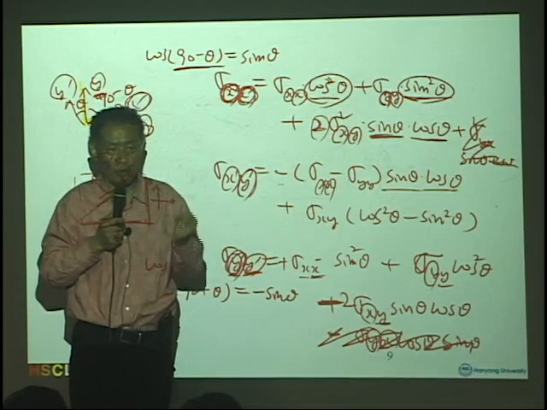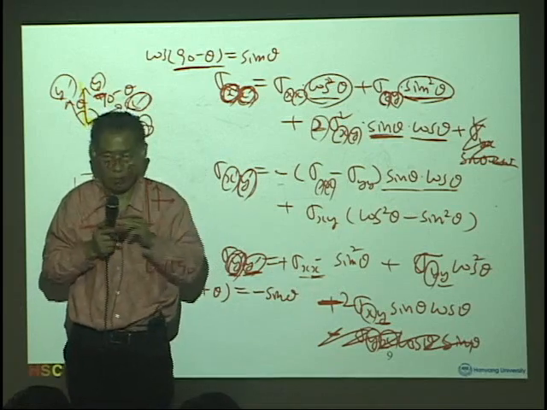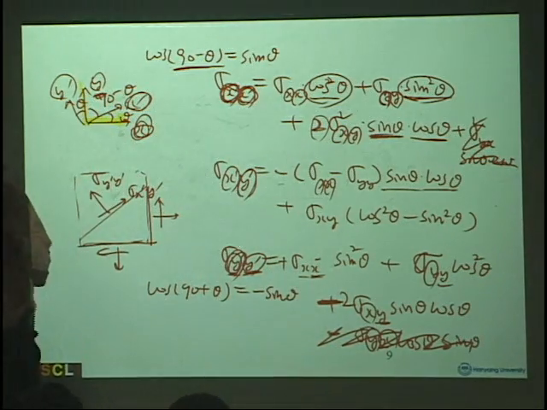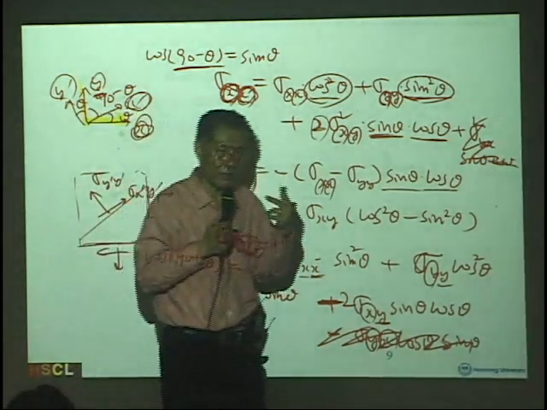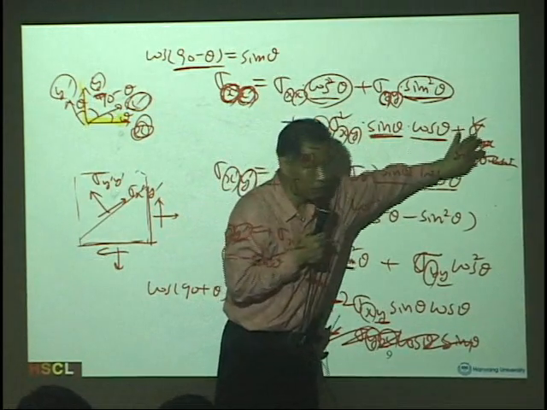Right? Remember, cosine of whatever angle. Okay? Cosine of whatever angle. And another thing you need to remember is that you have to have all the components.